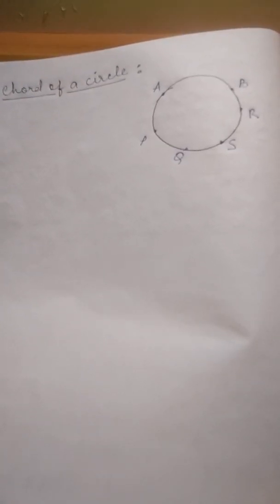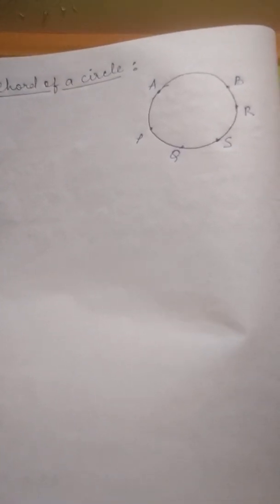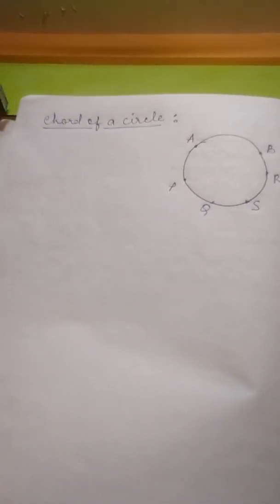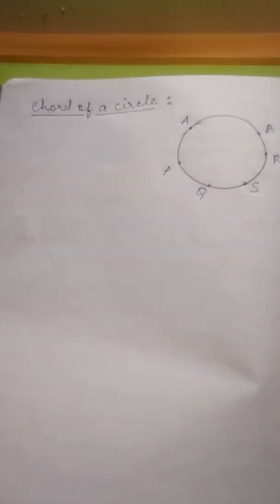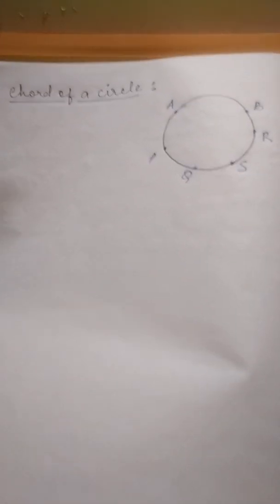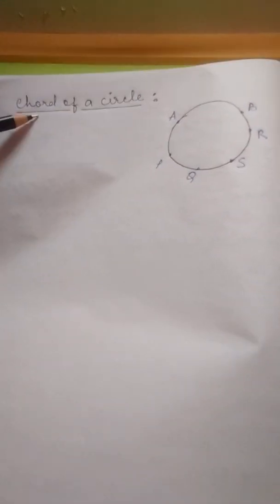Good morning students. In the previous class I started circle, and in that I have already told you what is a circle, what is the circumference of a circle, what is the center of a circle, the radius of a circle, and what is the diameter of a circle. Today we will learn about what is a chord of a circle.